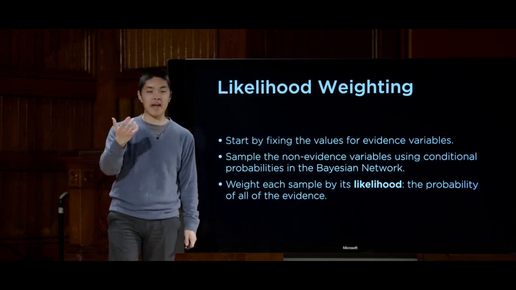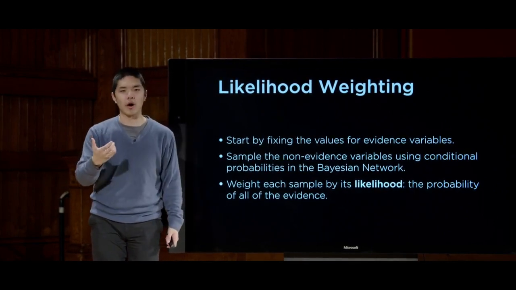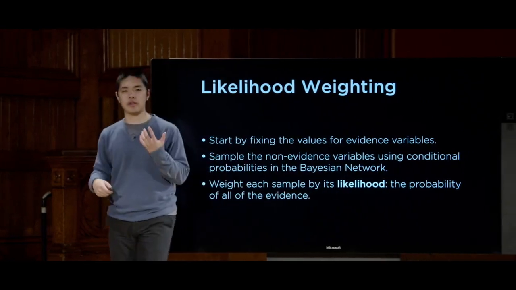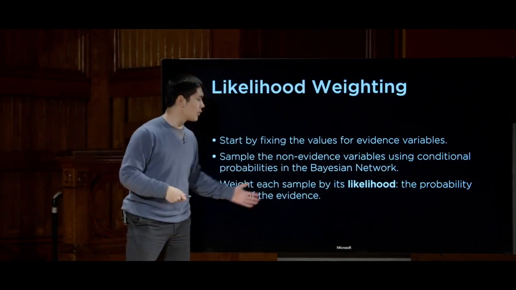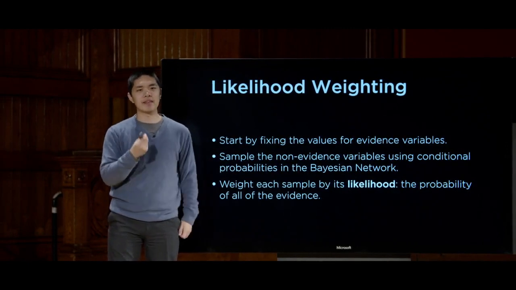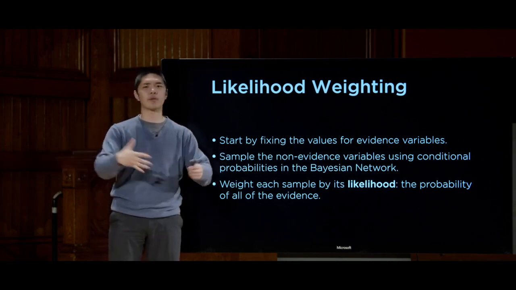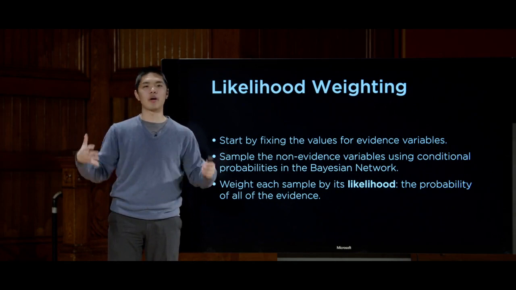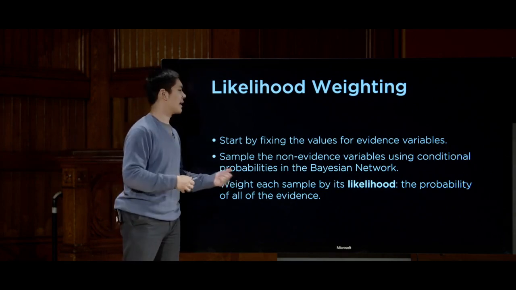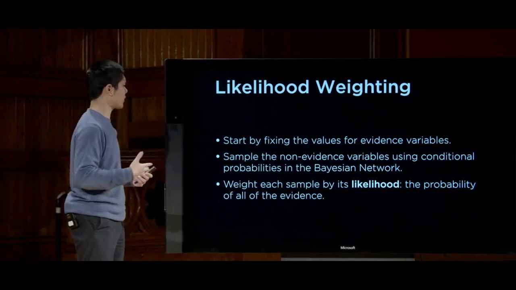If I have a sample where the evidence was much more likely to show up than another sample, then I want to weight the more likely one higher. So we're going to weight each sample by its likelihood, where likelihood is just defined as the probability of all of the evidence. Given all the evidence we have, what is the probability that it would happen in that particular sample? So before, all of our samples were weighted equally. They all had a weight of 1 when we were calculating the overall average. In this case, we're going to weight each sample, multiply each sample by its likelihood, in order to get the more accurate distribution. So what would this look like?